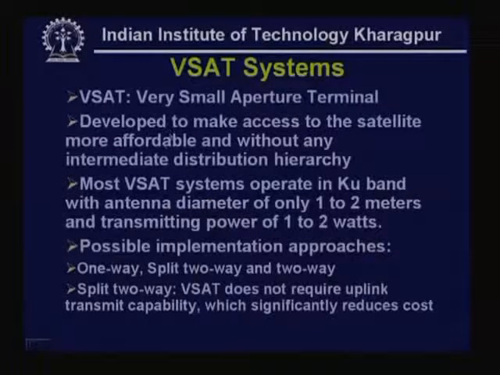But to make it affordable to common people, this VSAT terminal was developed to make access to the satellite more affordable and without an intermediate distribution hierarchy. That means direct communication can be done directly with the satellite, and at the same time it has to be made affordable to the common people. With that objective, VSAT, very small aperture terminals, were developed. For example, most VSAT systems operate in the Ku band, with an antenna diameter of only 1 to 2 meters.